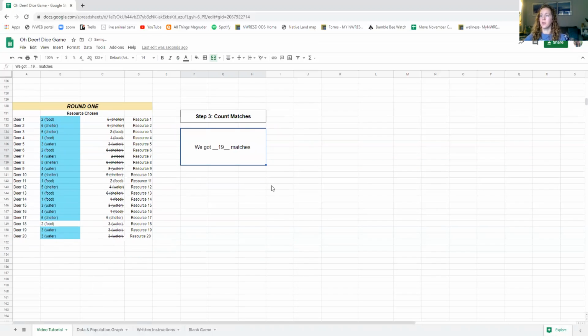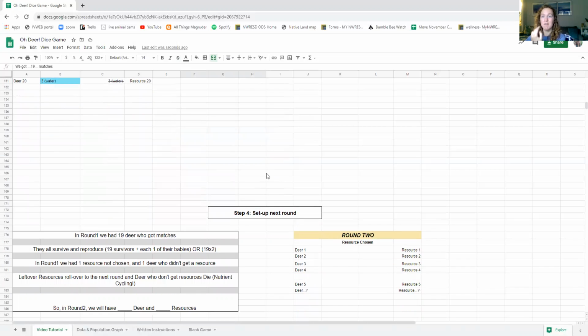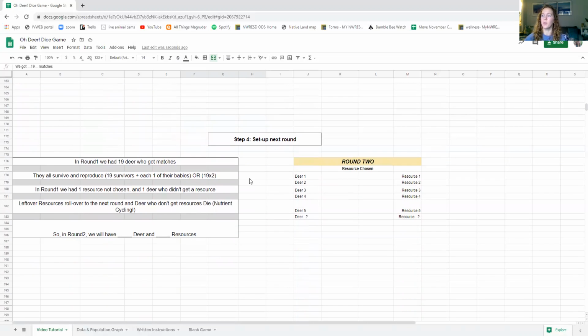So step 3, count your matches. Roll, find your matches, count them. Step 4, this game is played in 4 easy steps, so we're already almost done with round 1. We're going to set up the next round.